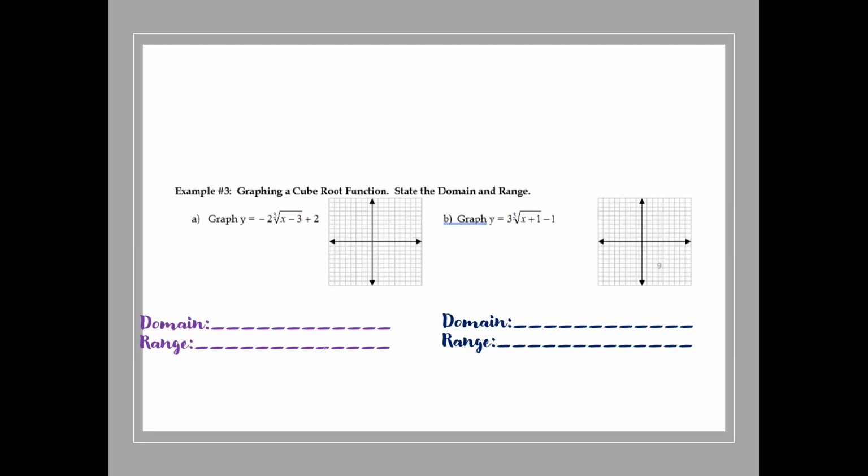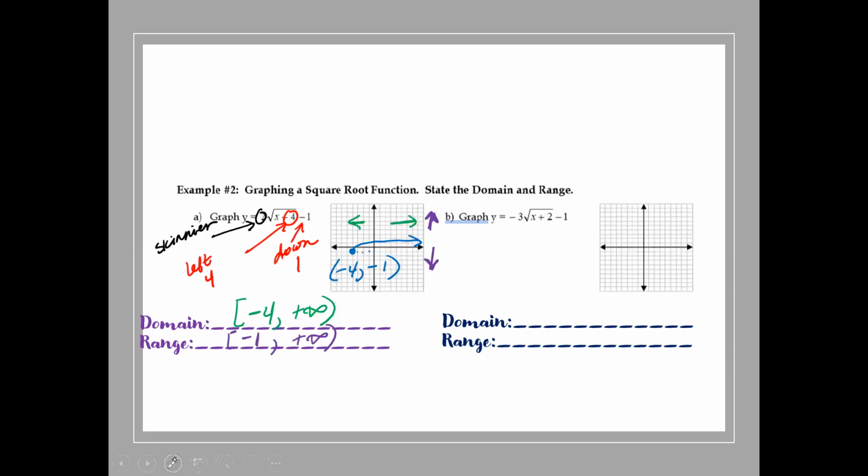All right, let's take a look at B. For B, I noticed that there is a -1, a 2, and a -3, okay? The 1 means I go down 1. The +2 means 2 to the left. That -3 means that it's gonna be reflected over the x-axis, and it's also gonna be skinny because the A is bigger than 1. So go down 1, left 2, and it's gonna be in this direction, like that.